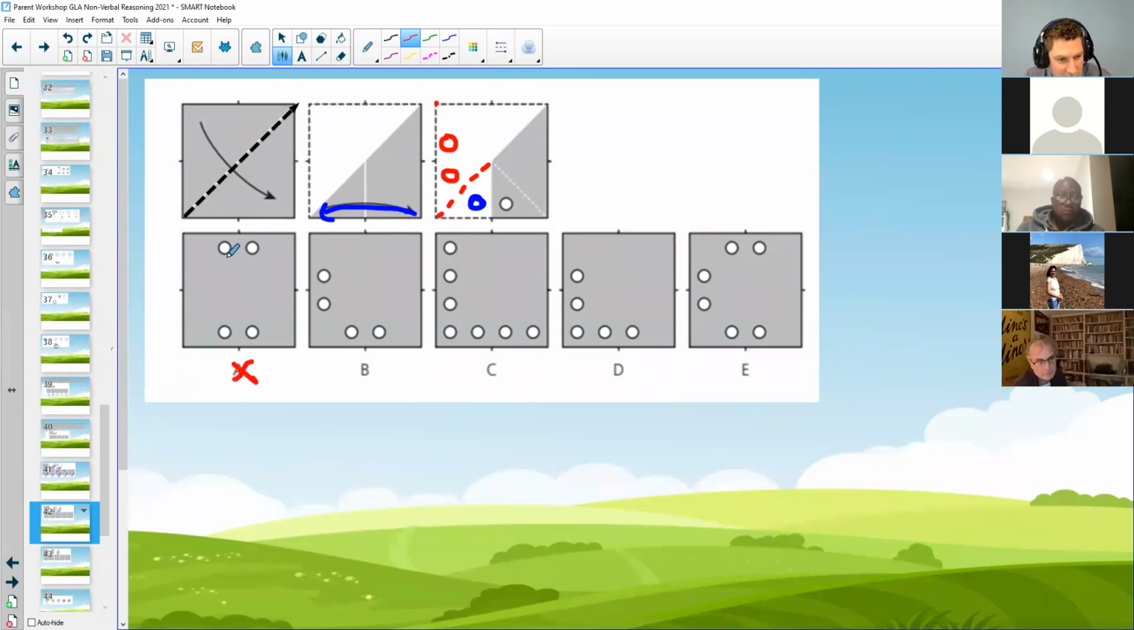That one, not quite because of the 2 at the top there. This one's got too many holes in it. We wouldn't have this one down here, that wouldn't appear. And here, you're not going to get the 2 at the top. So we can rule out that one. So the answer to that one is B.